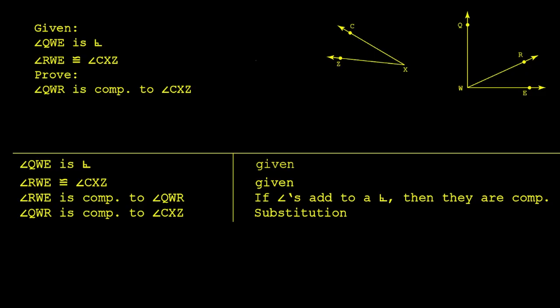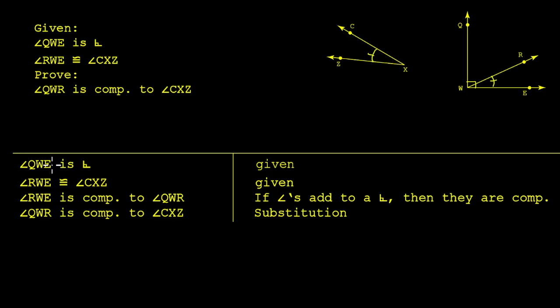Angle QWE is a right angle. Angle RWE is congruent to angle CXZ. Angle RWE over here is congruent to angle CXZ here. Prove that angle QWR is complementary to angle CXZ, QWR and CXZ.